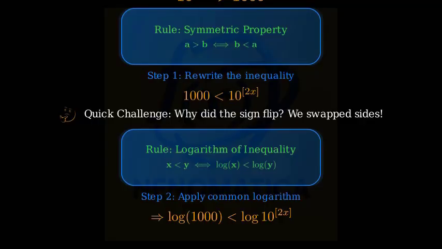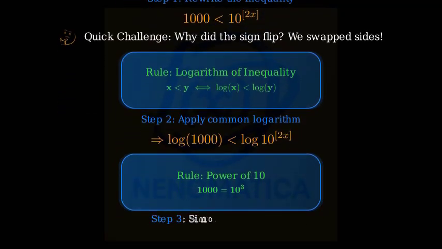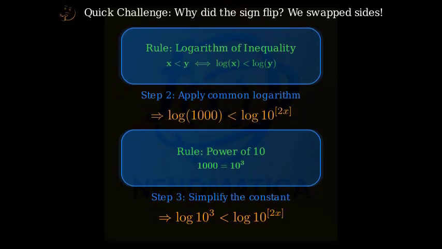Step 3. Express 1000 as 10 cubed. Show the power of 10 rule. Display the step title. Then substitute to get log 10 to the third power is less than log 10 to the floor of 2x.